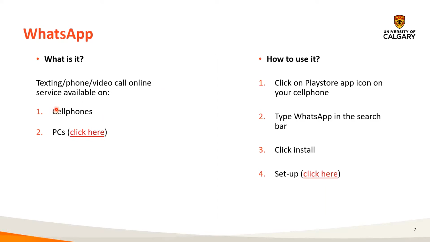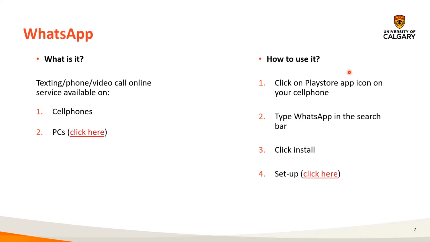So here I have outlined the two devices where you can use the WhatsApp app. And of course, what does it offer? It offers a texting, phone, and video call online service. I have attached the link to see how to use WhatsApp on the PC, and I will also be sending you the presentation, so you can go through the tutorial by yourself.